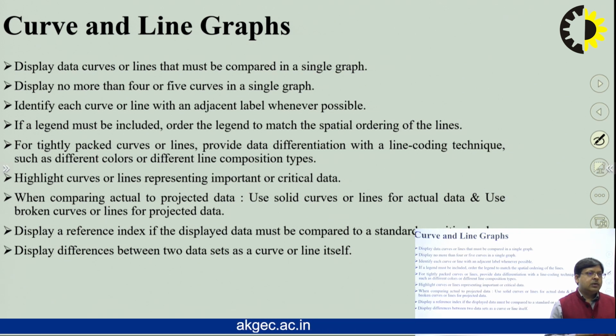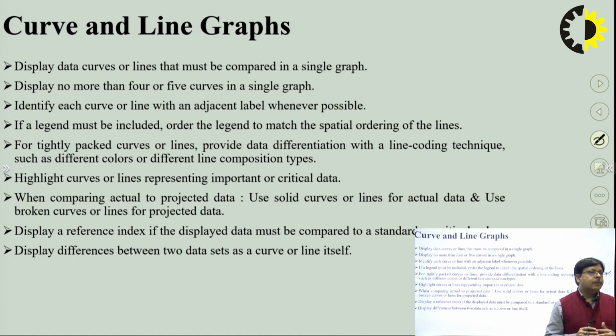These are the simple kind of graphs, displaying data curves or lines that must be compared in a single graph, right? Display no more than 4 or 5 curves in a single graph. Identify each curve or line with an adjacent label whenever possible. If a legend must be included, order the legend to match the spatial ordering of the lines. So keep in mind, there should be no congestion in the graph.